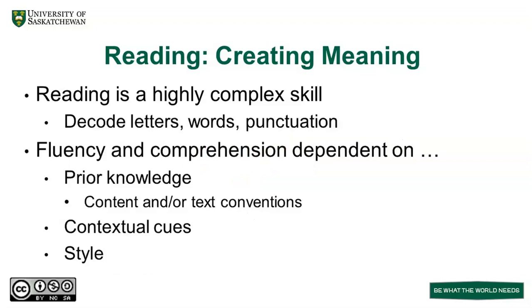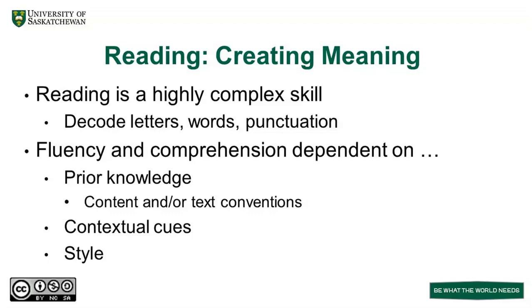But when we start talking about something like reading fluency or reading comprehension, this is actually dependent on many other factors as well. So as we're reading, our brain and our eyes are engaging with a lot of really interesting processes at one time. So our fluency and comprehension is going to be dependent on prior knowledge, and this includes both content as well as text conventions. So if you're not familiar with a particular text type, it's going to take a little bit of time to familiarize yourself with what the expectations and conventions are when looking at a text like this.